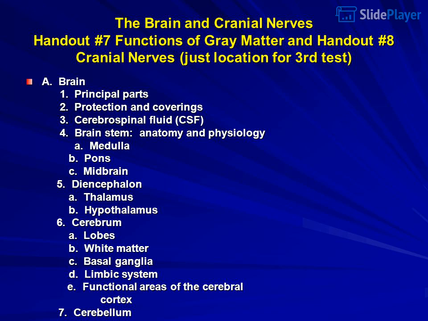The Brain and Cranial Nerves. Handout number 7, Functions of Gray Matter, and Handout number 8, Cranial Nerves, just location for the third test. A. Brain. 1. Principal parts.